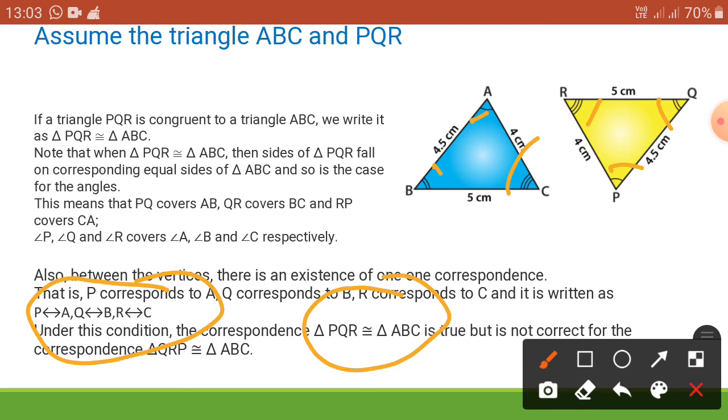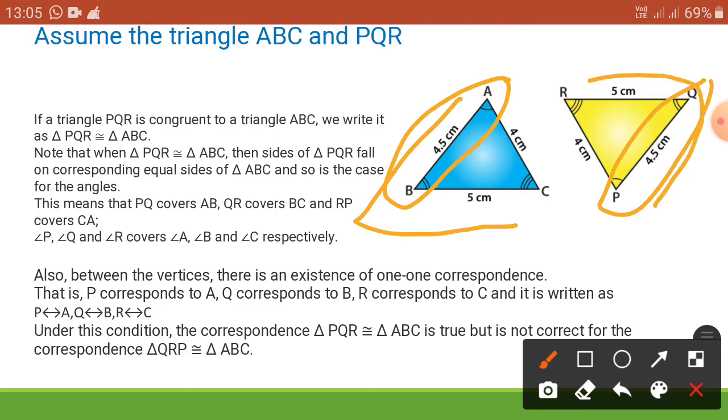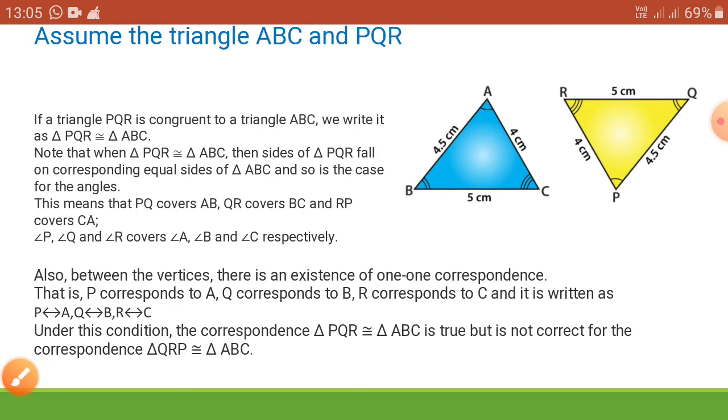The value of PQ is 4.5 centimeters, and in this figure the value of AB is 4.5 centimeters, so we have to start from A, B and C, and here we have to start from P, Q, R. Okay, go to the next slide.